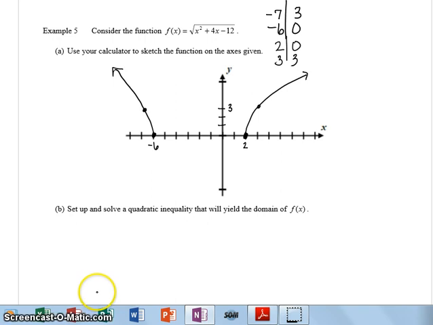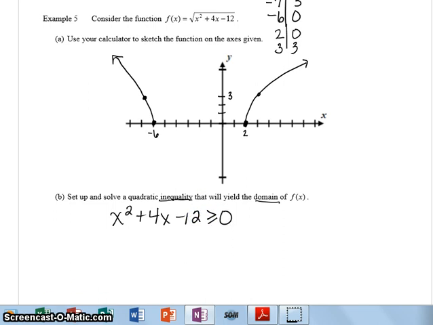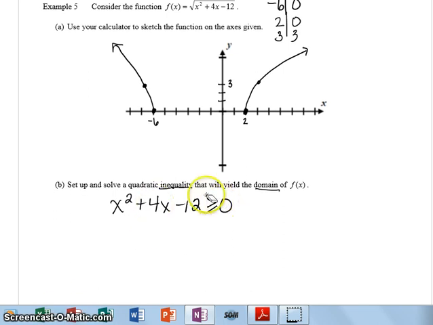Set up and solve a quadratic inequality that will yield the domain. Remember, guys, whatever's underneath the radical gets set greater than or equal to 0 anytime it's a square root. So now when I solve this, treat this like it's a 0. Graphically, because it's greater than, if you remember back to the quadratic unit, unit 2, we already know that it's going to be a disjunction, which is disconnected. So it's going to have an OR statement.